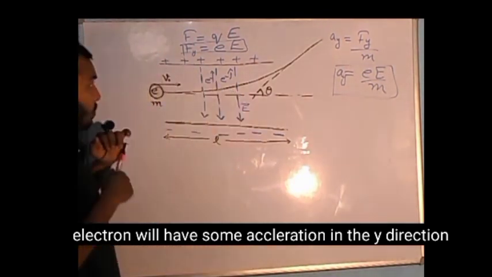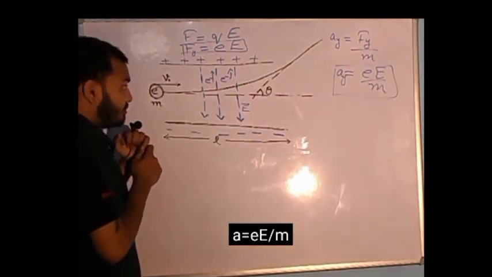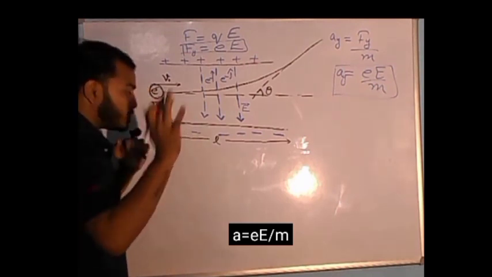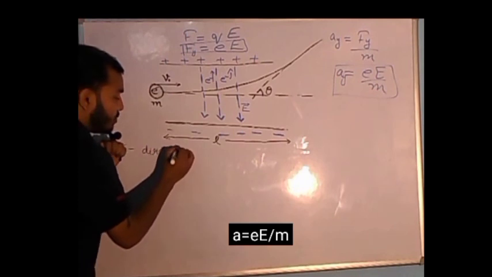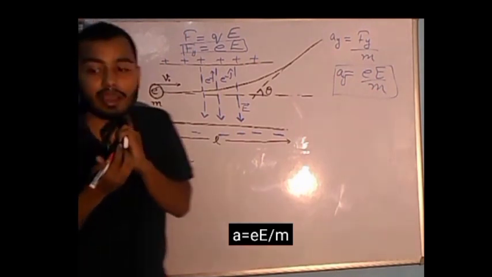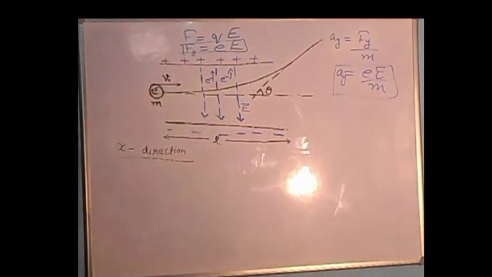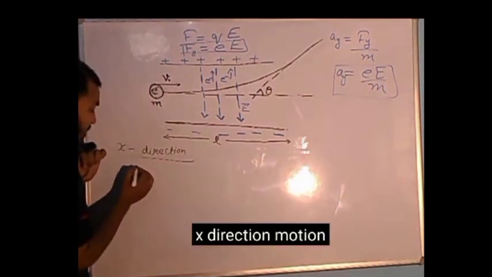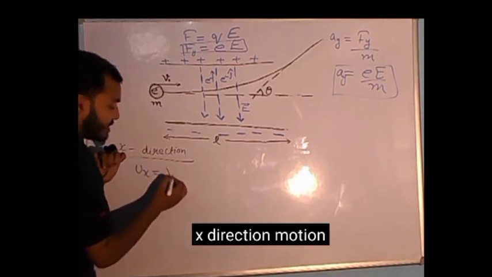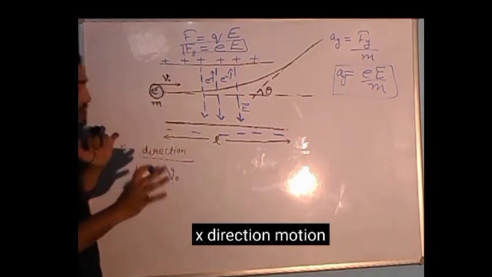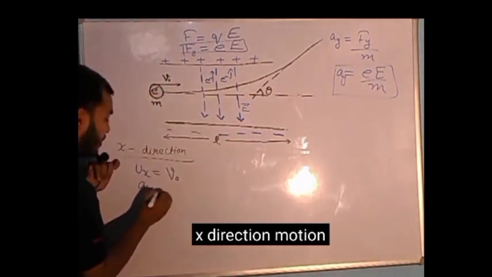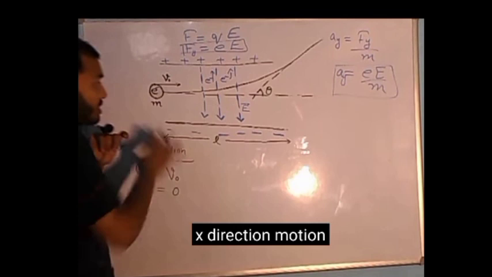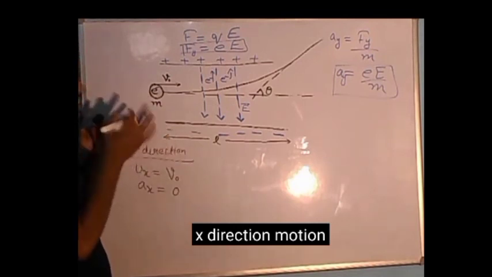Now we have to consider what is the path of this electron. So we will consider two motions of the electron. First, the motion in the x direction. In the x direction, what is the initial velocity of the electron? Yes, it's v naught, the velocity with which it enters the field. What is the acceleration of the electron in the x direction? It's zero, because the electron doesn't have any acceleration in the x direction.